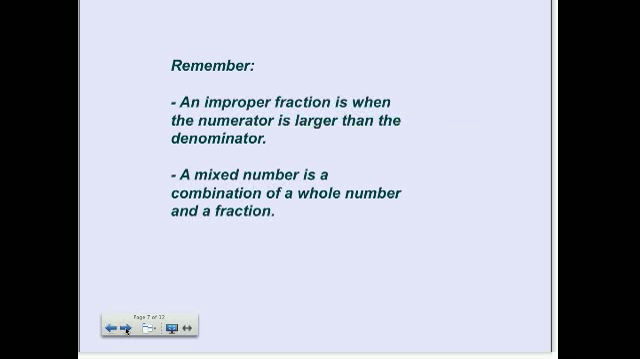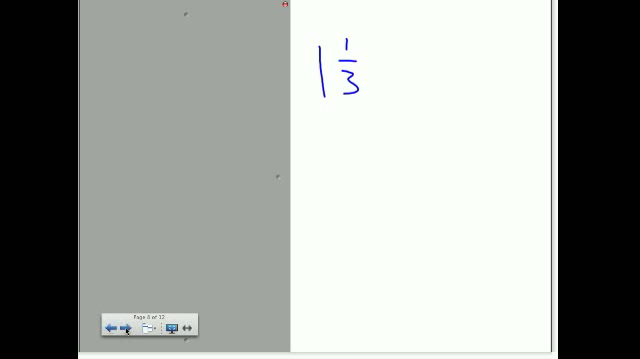In this video, I'm going to talk about improper fractions and mixed numbers. Remember, an improper fraction is when the numerator is larger than the denominator. The value of that improper fraction is always going to be more than 1. A mixed number is a combination of a whole number and a fraction. This is a mixed number because we have a whole number and we have a fraction, 1 1/3.